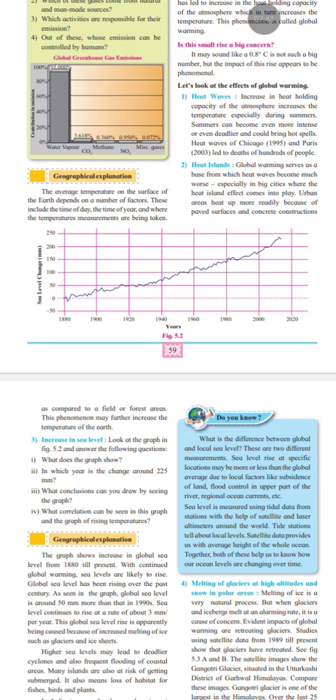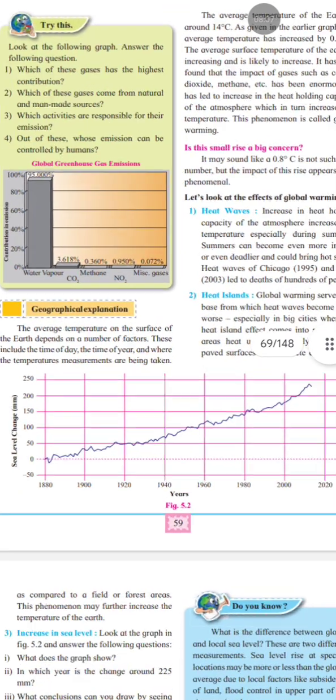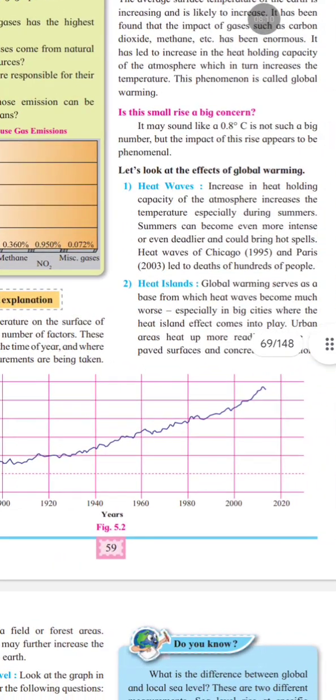Question 4 is, what correlation can be seen between this graph and the graph of rising temperature? A positive relationship between global temperature and sea level is seen. As global temperature increases, sea level also rises, mainly because of the melting of ice and expansion of warmer seawater. Now, let's look at the effects of global warming.